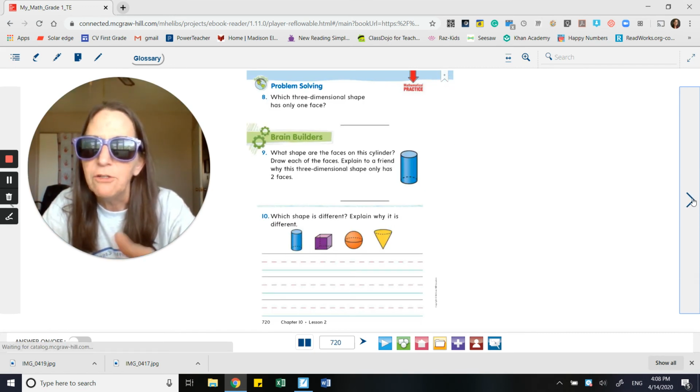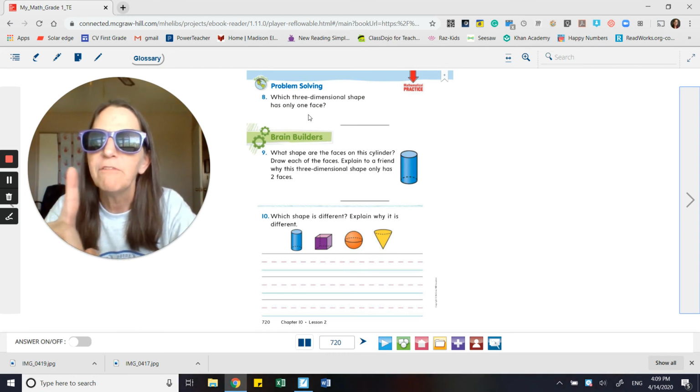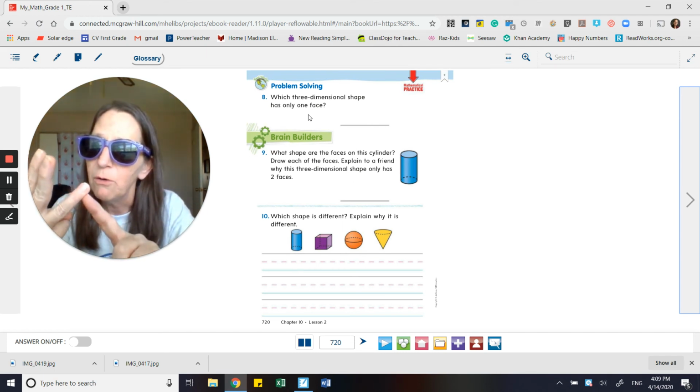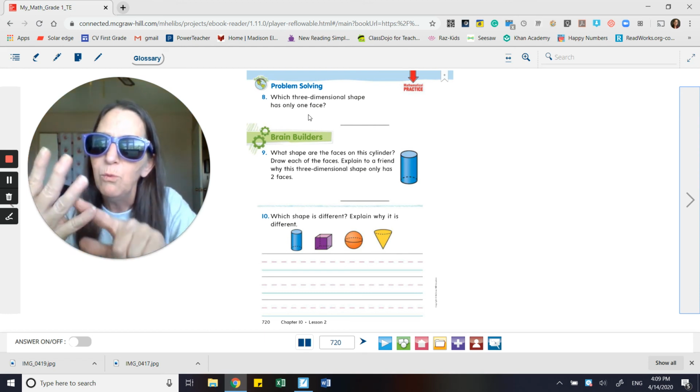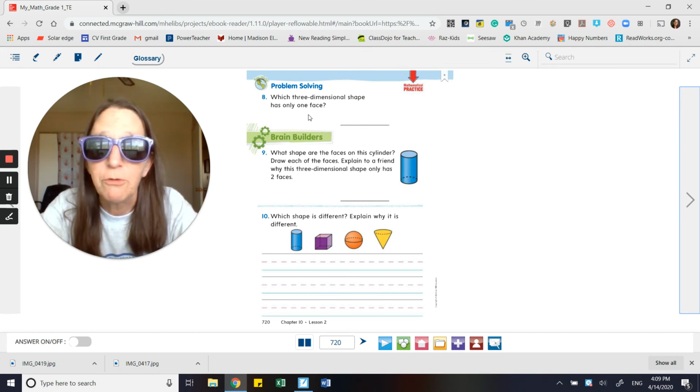All right. And then you're also going to do this one. It says here, which three-dimensional shape, remember that's just 3D, which shape has only one face? Think about the ones we looked at yesterday, the cube, the rectangular prism, and then the two we looked at today, the cone and the cylinder. Which one of those has only one face? Only one of them does. You know which one it is.